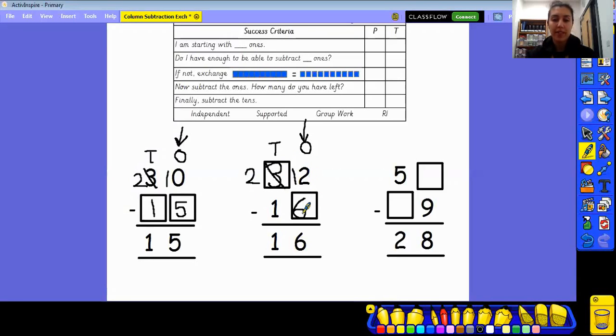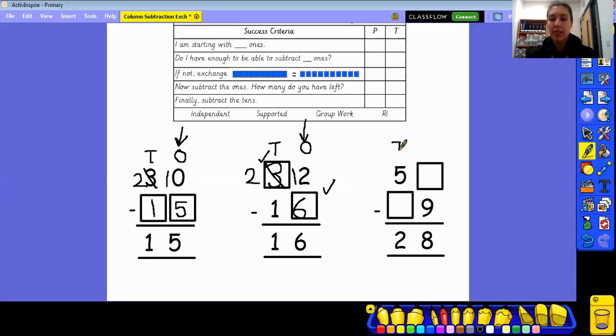2 take away 6, can't be done. So I would cross out my 3 and take one of my 10s into my ones column, leaving me with 2 10s. 12 take away 6 equals 6. And then that means I've got 2 10s left. 2 take away 1 equals 1. I'm happy that I've worked both of those out correctly.